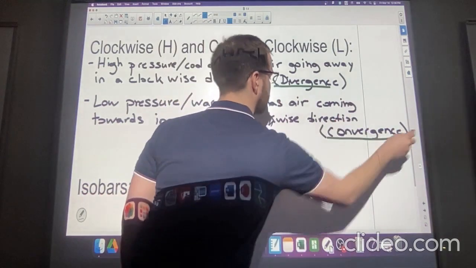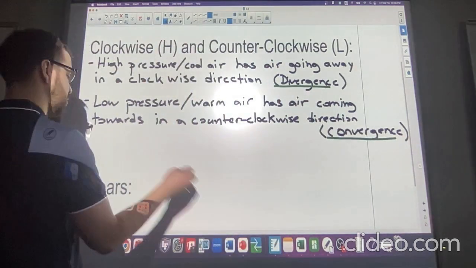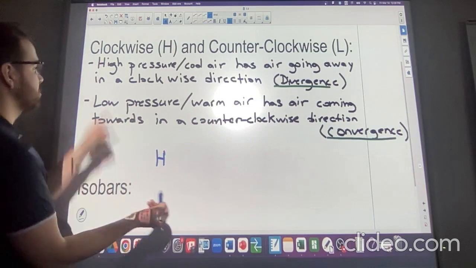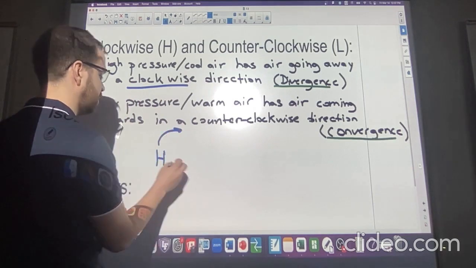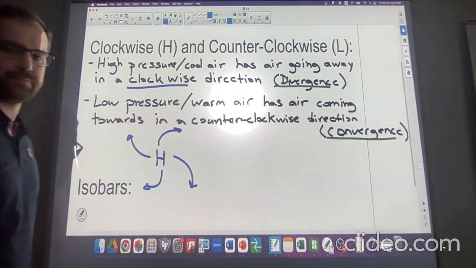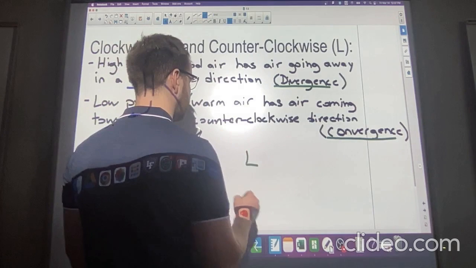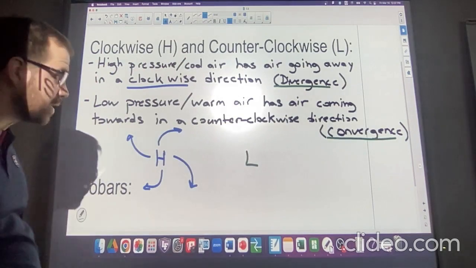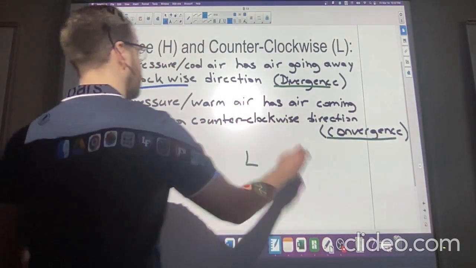So let's draw what these look like. Let's talk about high pressure, cool air. So I'll use blue for this. If I have high pressure, it's going to go away in a clockwise direction. So we're going around like this. And then if we have a low pressure, that'd be warm air. I'll use green for this. Red's not working. It goes towards in a counterclockwise direction. So that means we're going this way, counterclockwise, so it'll look like this.